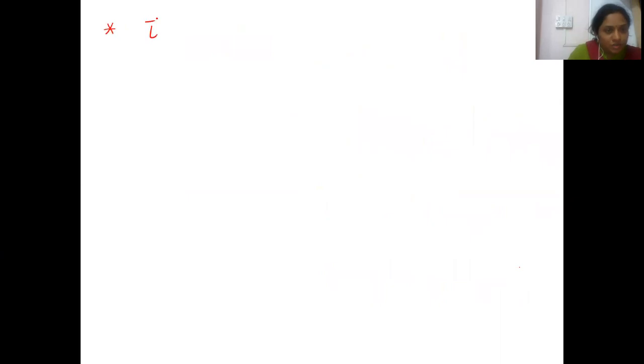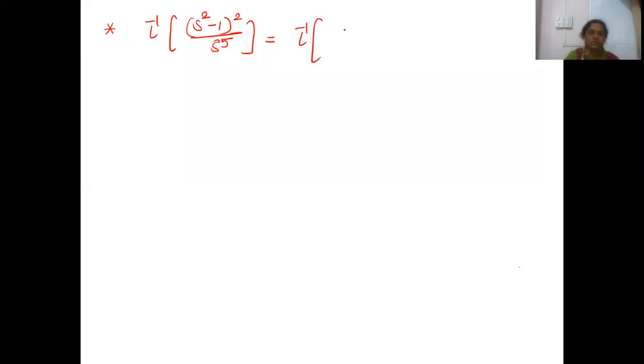Next question. Laplace inverse of (s square minus 1) square upon s raised to 5. What will you do first? We can separate the numerator. We can expand, but if you separate the numerator, there is a square. You should first take the square expansion. What is that? (a minus b) square is a square minus 2ab plus b square. So it is (s to the 4 minus 2 s square plus 1) upon s raised to 5.